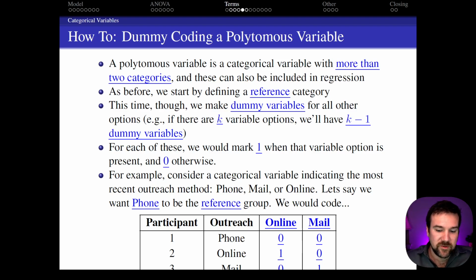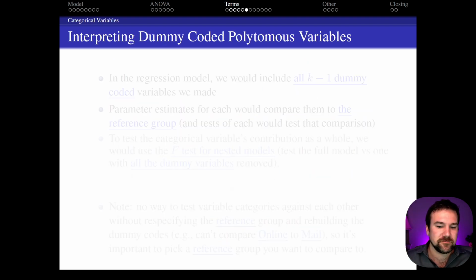For the second participant, they are online. That was their most recent outreach method. So the online column, I mark them a 1, and the mail column, well, if they're online, they weren't mail. So in the mail column, I mark them a 0. The third participant, similarly, their outreach method was mail. So in the online column, they get a 0, and in the mail column, they get a 1. And I would just go through the rest of the data set and do that marking.